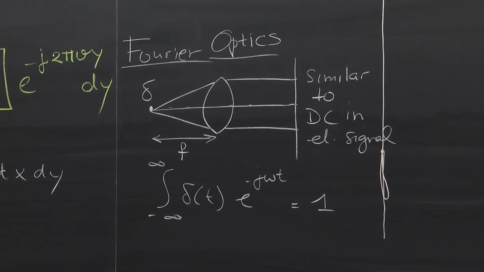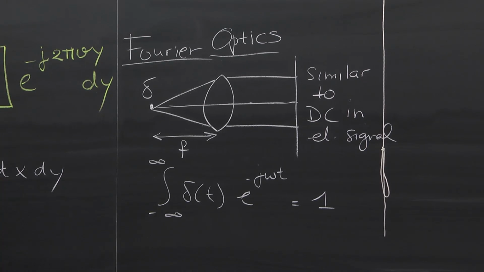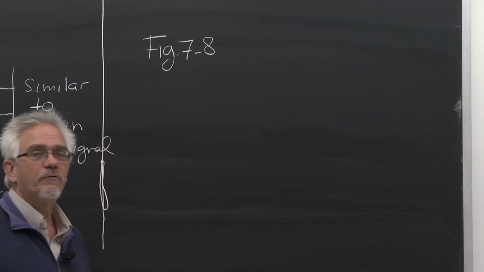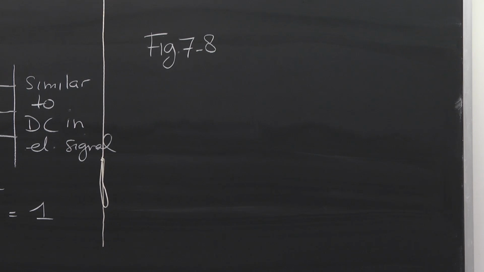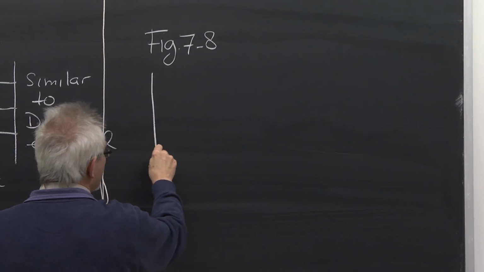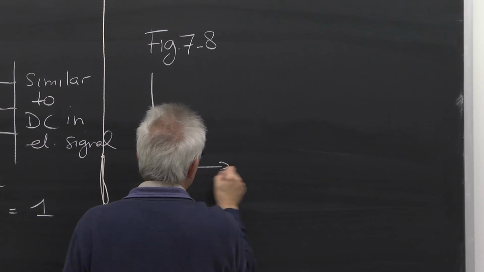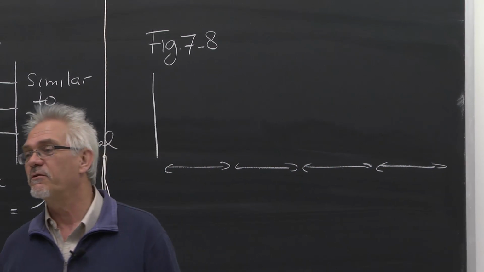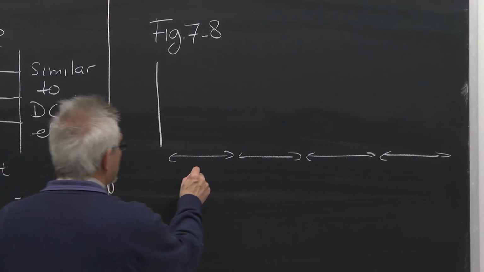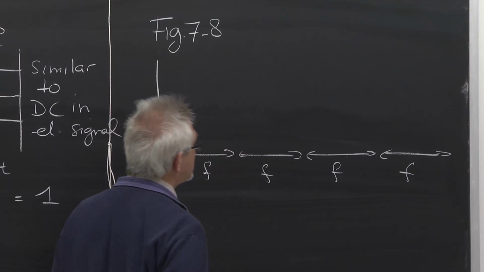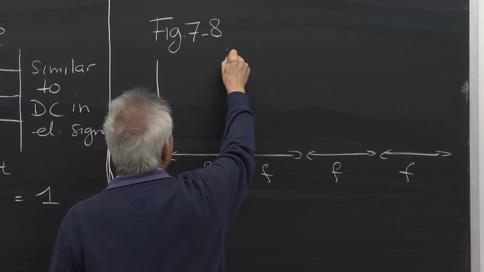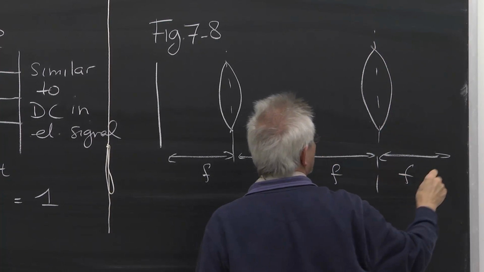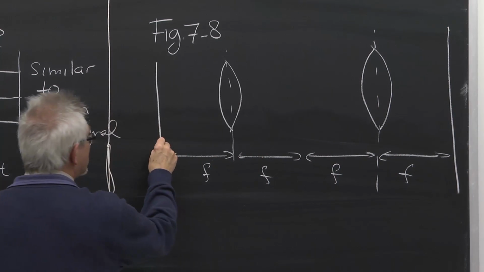And one common example is something I'm showing in figure 7.8. And that's called the 4F system. That system deals with, let's say, all the f's that we use, all the focal distances, being equal here. We have 4 f distances here. At this point, we have a lens. And at this point, we have a lens. At this point, we have a screen. And at this point, we have some kind of an object.